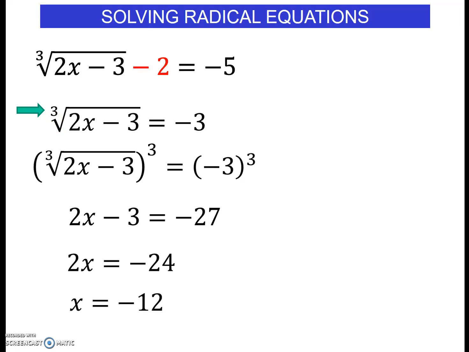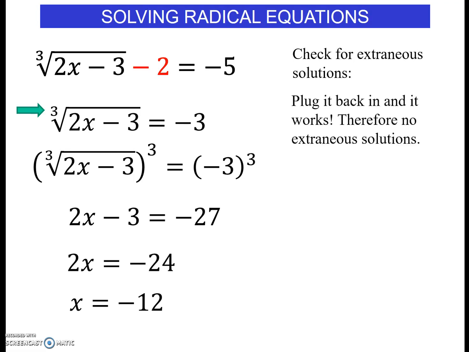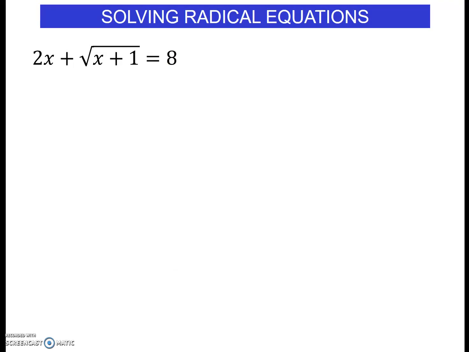Don't forget to check extraneous solutions. So what you'll do is plug it back in. So for example, 2 times negative 12 is negative 24, minus 3 is negative 27, cube root, negative 3, minus 2 is negative 5. So this works. Again, it's okay to have that negative in there because it's a cube root. All right, so let's move on.